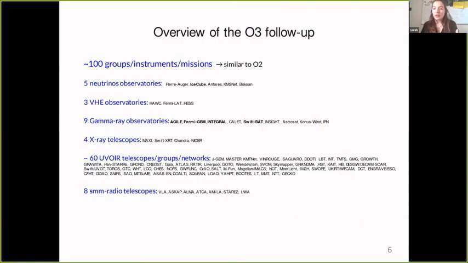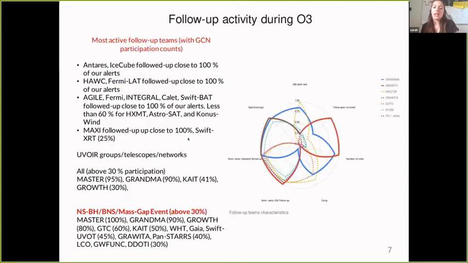So in terms of capability of observation, O3 was followed similarly to O2 with 100 groups covering neutrino, high energy facilities, and all the multi-wavelengths coverage. Most of the partners were optical, but they are individual teams. And so it's very difficult for optical facilities with groups of astronomers, like 10%, to follow up all the candidates that we have and maybe find the kilonova.